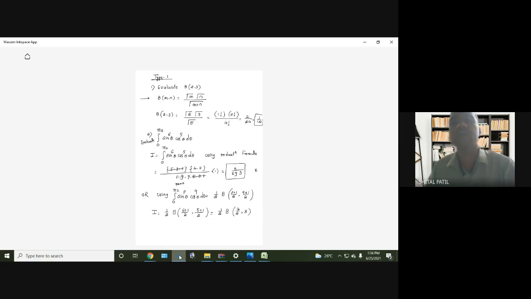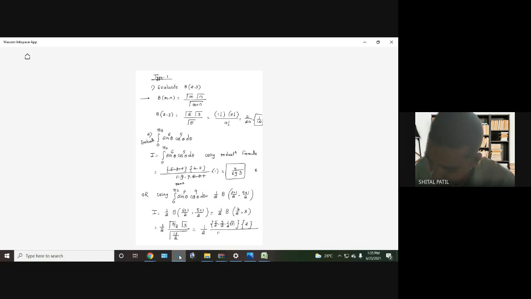Isn't it? And then we know how to find this. Gamma 7 by 2, gamma 3, gamma 7 by 2 plus 3. Again, this also we know how to find. What is gamma 7 by 2? Subtract 1, 5 by 2, 3 by 2, 1 by 2, root pi. Gamma half, that is root pi. What is gamma 3? 2 factorial, which is 2. I have written it directly.